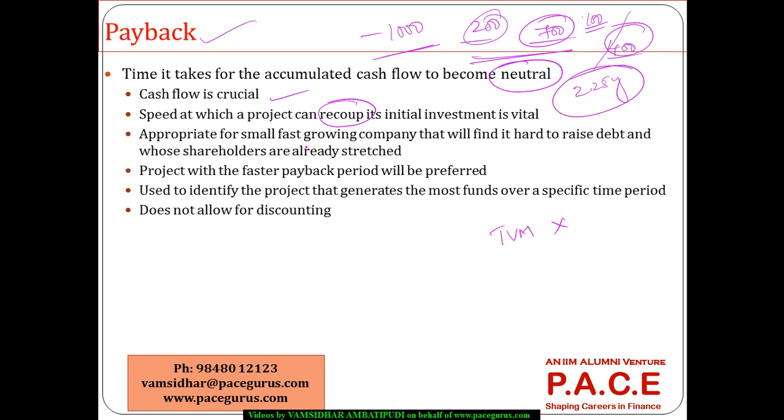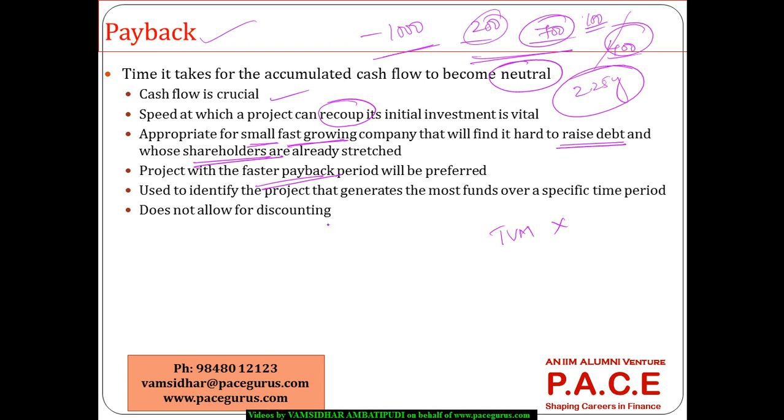This is generally taken up by those companies which are very small right now, which are growing very fast. They find it very difficult to raise any kind of loans, or even if the shareholders are already oversaturated. For those firms, rather than looking at NPV or IRR kind of approaches, probably the payback period, where they can recover their initial investment, is a very crucial aspect. So the faster I am able to get back my initial investment, the more I would prefer that kind of project rather than something which comes as a heavy amount at a much later point in time.